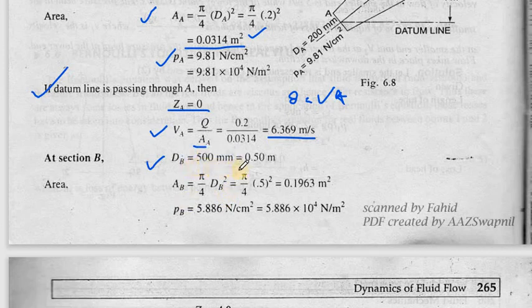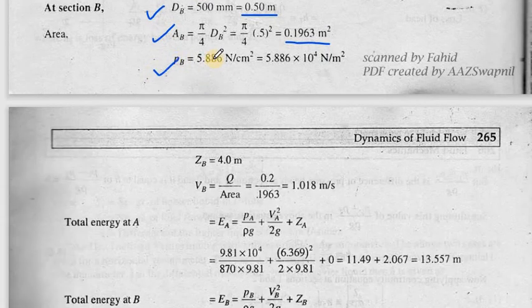dB equals to what? 500 mm. Converted into meter, it is coming out to be 0.5 meter. AB is what? Pi by 4 dB square. So pi by 4 into 0.5 square, that will give you the value of area at point B, which is 0.1963 meter square. The pressure at B is 5.886 Newton per centimeter square, converted into Newton per meter square by multiplying it with 10 to the power 4.